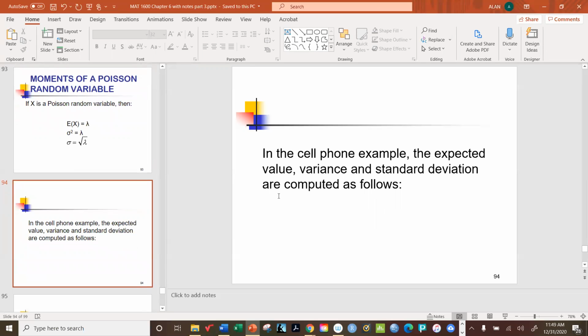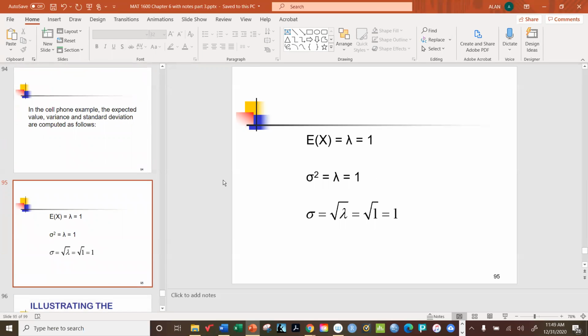So in our cell phone example, we were told that the average number of phone calls is 1 per hour. So the expected value, or in this case, the expected number of phone calls is just 1, because that's the value of lambda. Then the variance also is 1. And just by coincidence, of course, because the square root of 1 is just 1, the standard deviation is also 1. So all three of those are very easy to calculate.